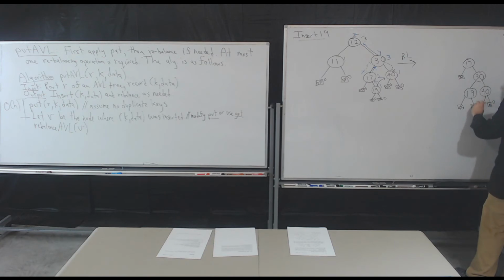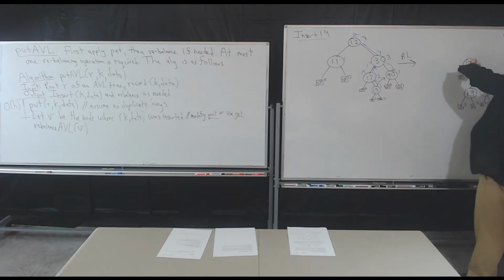The heights of these were 0. 19's height didn't change. 40's didn't change. 30's did change. Now its height is 2. Now, before we get a little ahead of ourselves, remember, we aren't done yet. We have to apply rotate again, right? This is still X, right? So I need to apply rotate again.